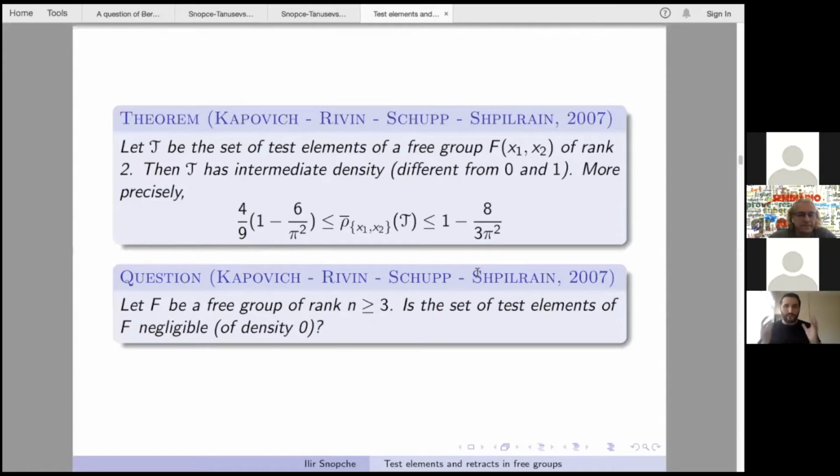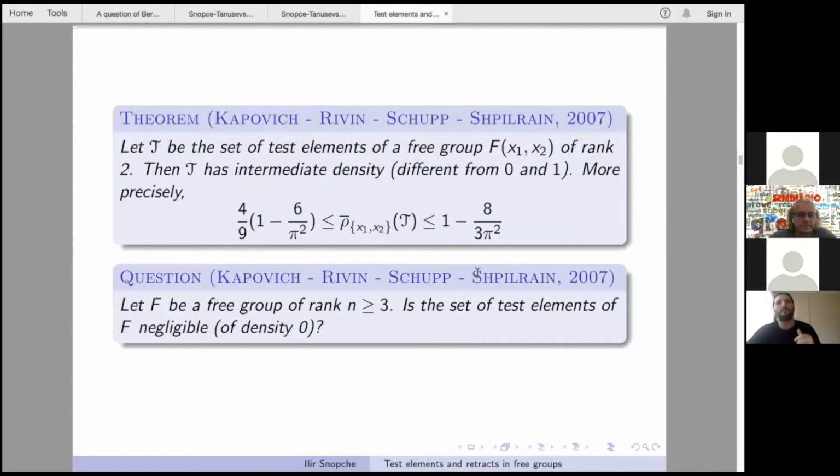if you think of the theorem of Turner, an element is a test element if and only if it does not belong to a proper retract. But in a free group of rank 2, the proper retracts have rank 1, so they are cyclic. And it's very easy to control the situation. It turns out that there are many test elements in a free group of rank 2. But when one goes to higher rank, this doesn't happen anymore. And some computer calculations actually gave evidence that there should be very few test elements.